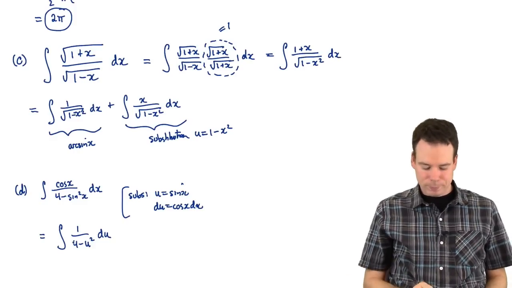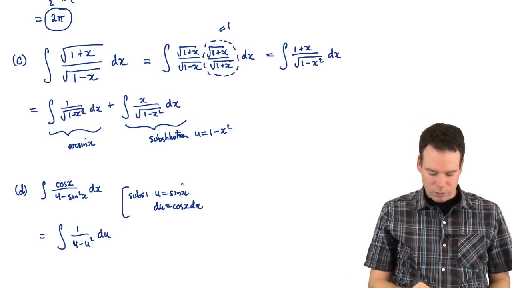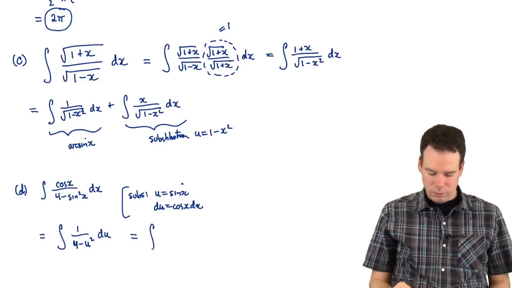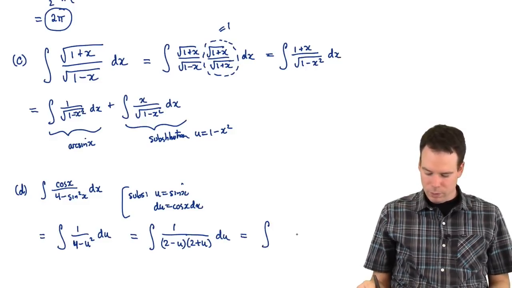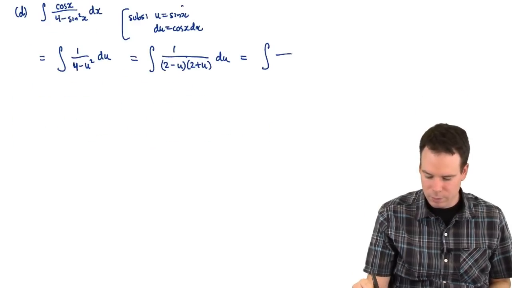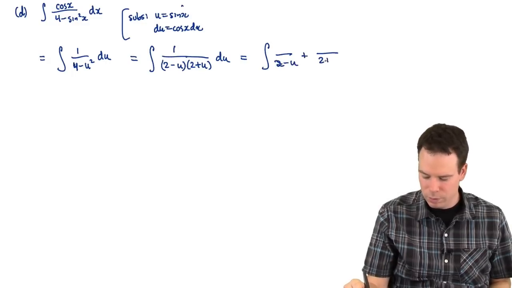Now at this stage, we've reduced it down to a rational function. The denominator factors. So this looks like a perfect opportunity to use partial fraction decomposition. We've got that it factors into a 2 minus u and a 2 plus u. So we want to write it down in the form of the integral of something over 2 minus u plus something over 2 plus u.